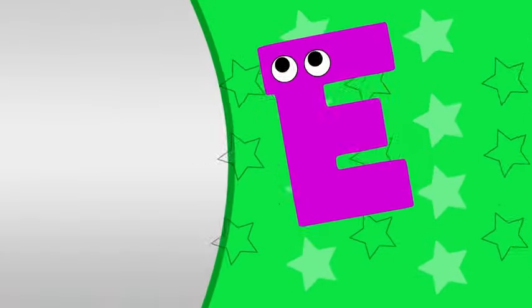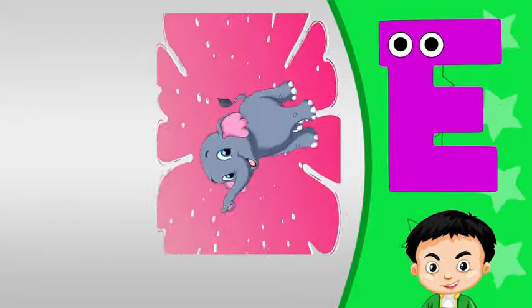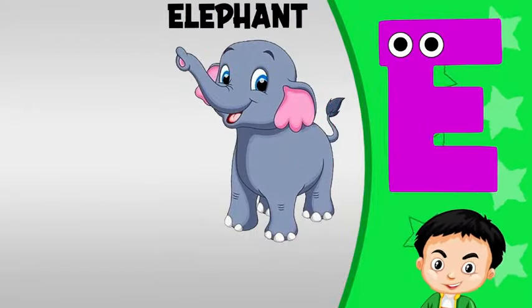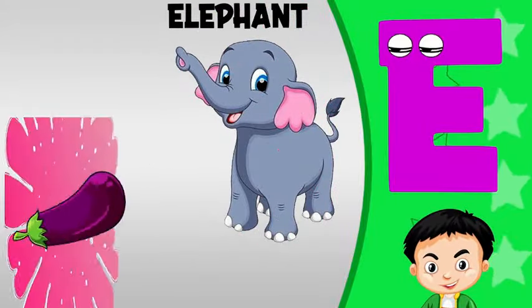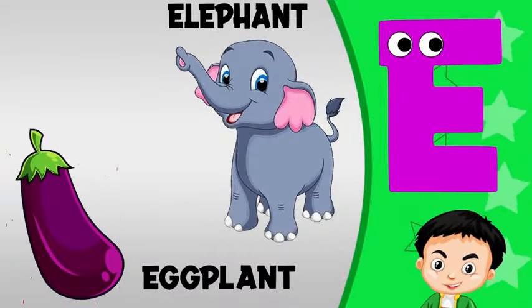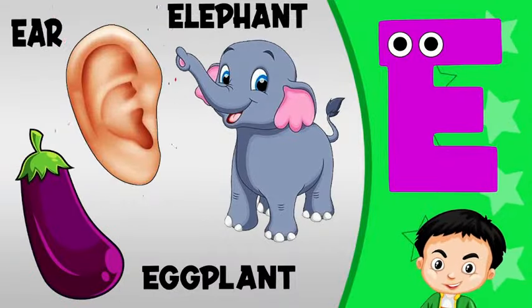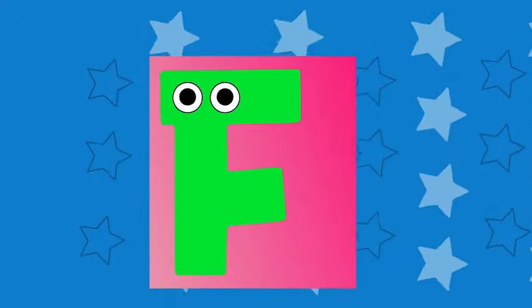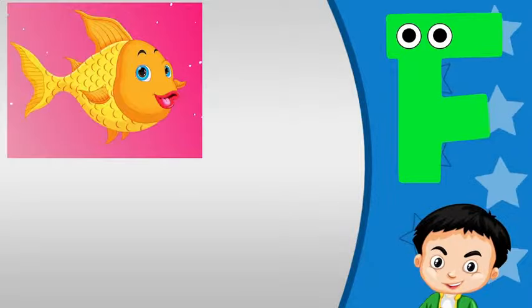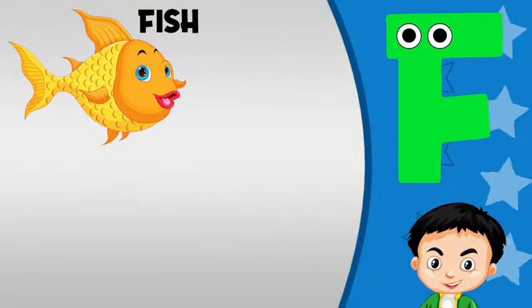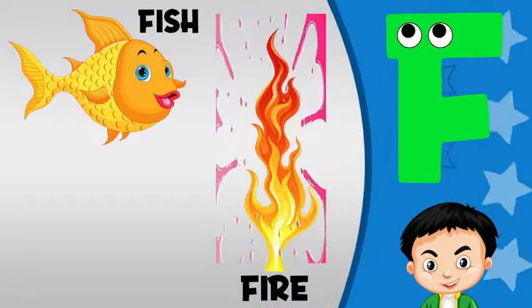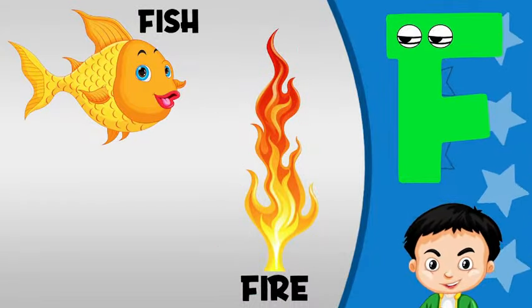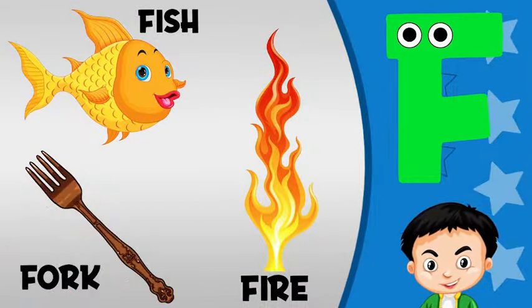A is for elephant. E is for eggplant. E is for ear. F is for fish. F is for fire. F is for fork.